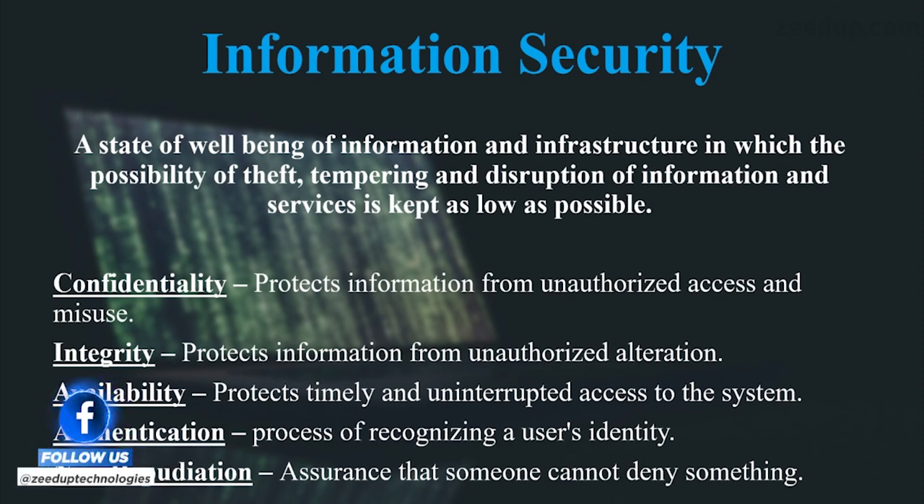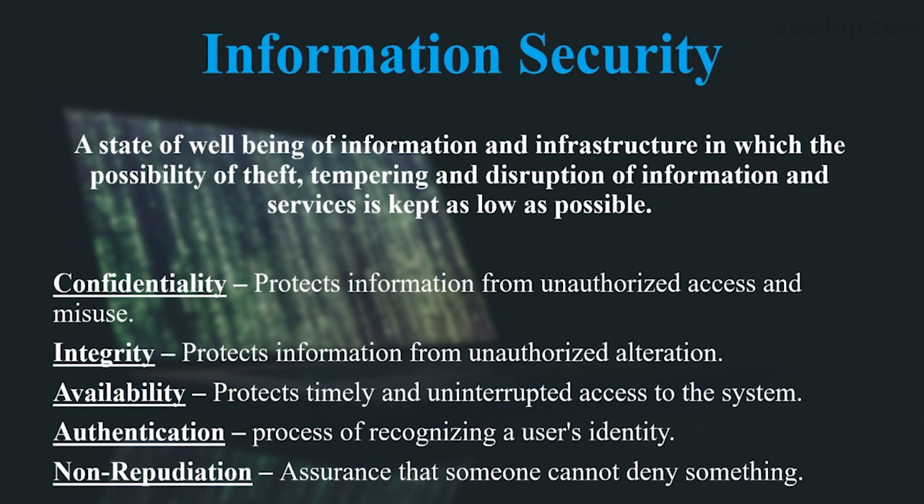There are some elements of information security, or we can say that these are the goals of cybersecurity. So first of all, it is confidentiality. What is confidentiality? It protects information from unauthorized access and misuse. So confidentiality is basically securing our privacy and not leaking that privacy to other users or unauthorized users. Second is integrity. Integrity protects our information from unauthorized alteration. What is alteration? Alteration is when our information is changed in between. If we are transferring our data from sender to receiver, then the information must not be altered in between.